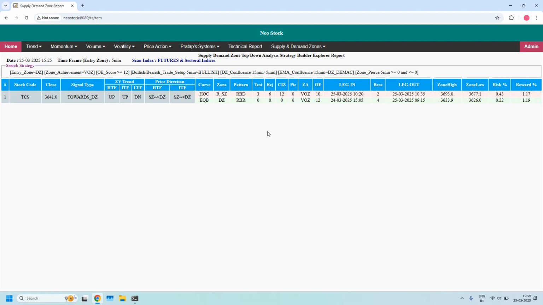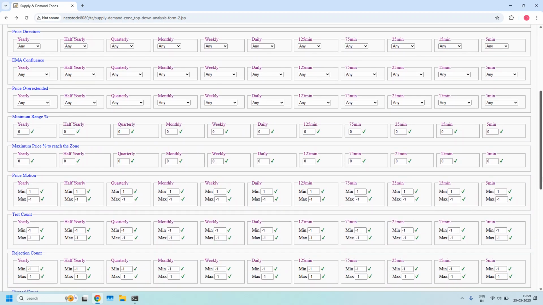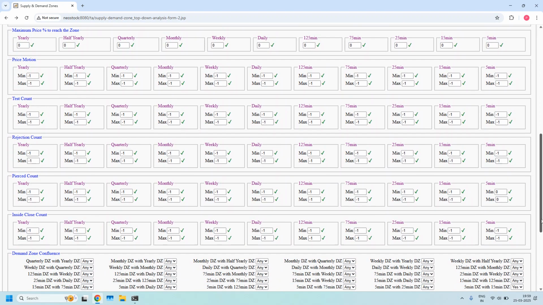Okay, this is hourly income trade, bullish trade setup based on LTF and ITF demand zone confluence and ITF EMA confluence. Next, we will look into LTF, ITF and even HTF demand zone confluence supported stocks. I am removing the EMA filter. LTF, ITF, HTF, that is 5 minutes, 15 minutes and 75 minutes demand zone confluence.